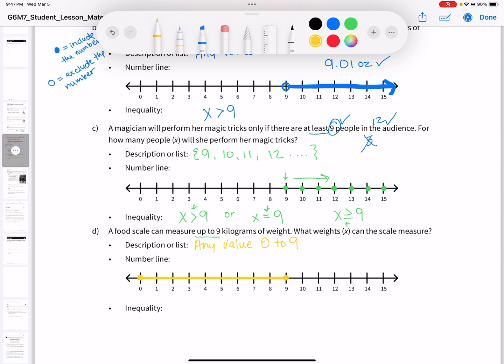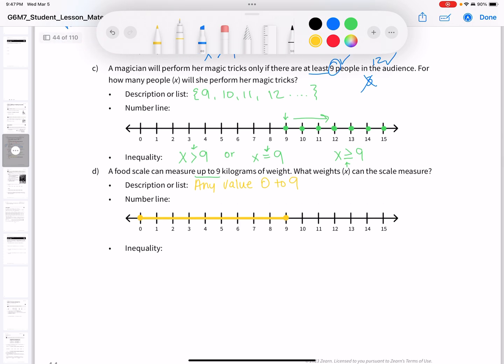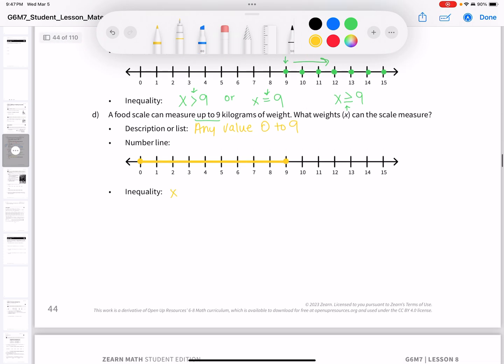So what does that inequality look like? Well, that says X can be greater than 0, or X can be equal to 0. And if we wanted to combine those, we could say X could be greater than or equal to 0. That's this and this together.